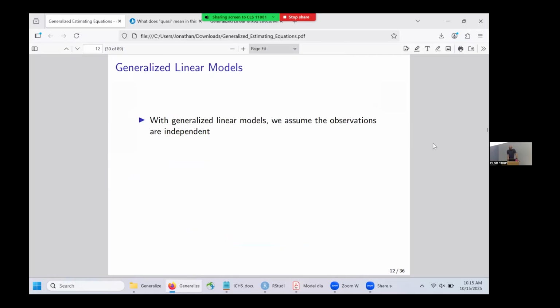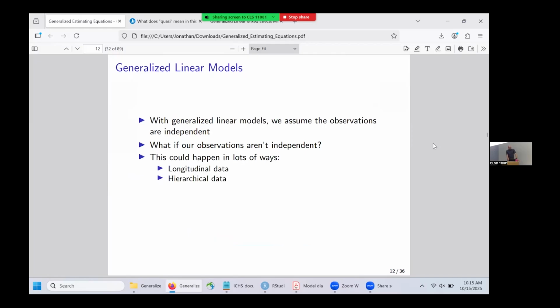Okay. So with GLMs, we assume the observations are independent. But what if that assumption is not appropriate for a certain data set? This could happen in lots of ways, especially longitudinal data, hierarchical data. In past trainings in this series, we've brainstormed ideas for how this might happen, but repeated measures is a classic example. For hierarchical data, people have provided examples like, if you're taking samples from the same tissue, those samples are going to be correlated and not independent. Students within classrooms, et cetera, et cetera.